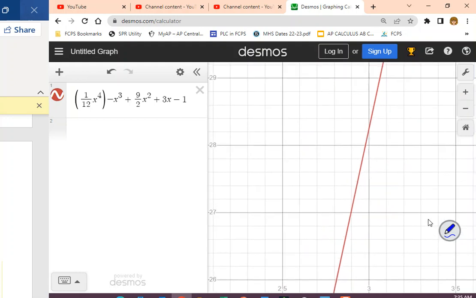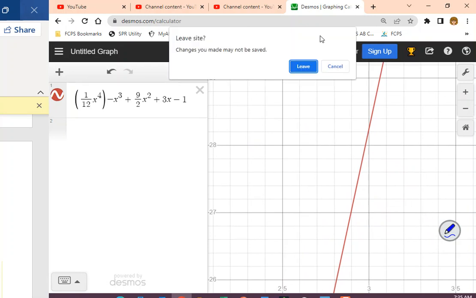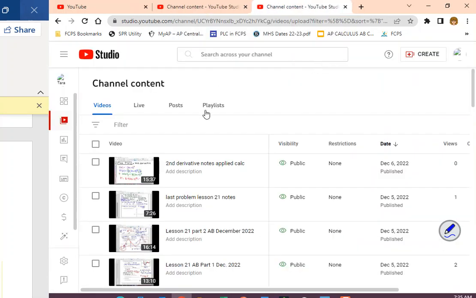It's just concave up on both sides. Okay. Hope that helps you with the last couple problems on your assignment.